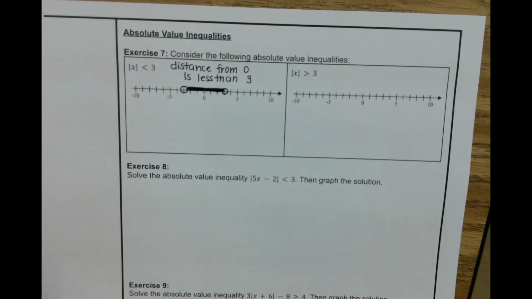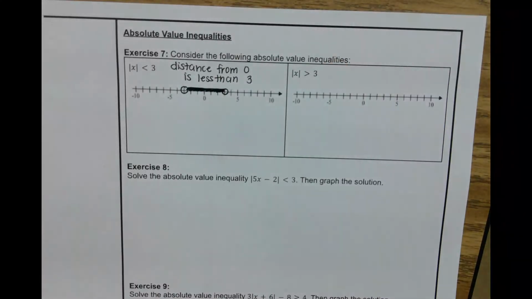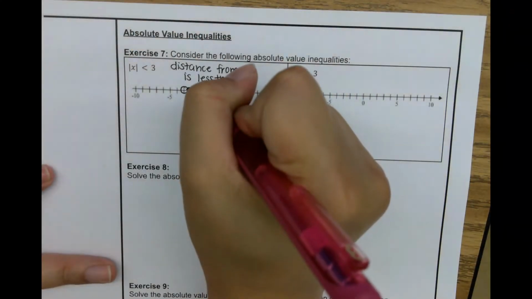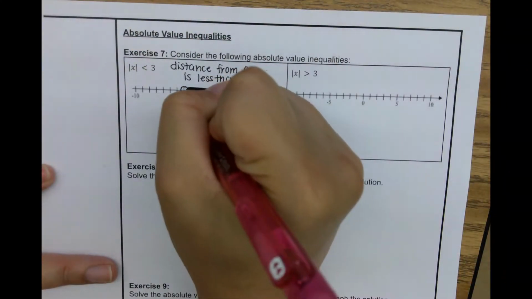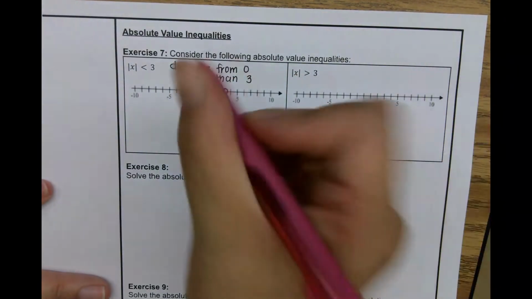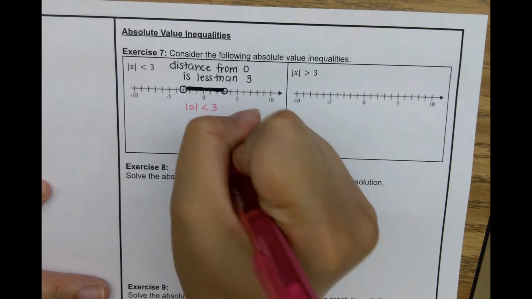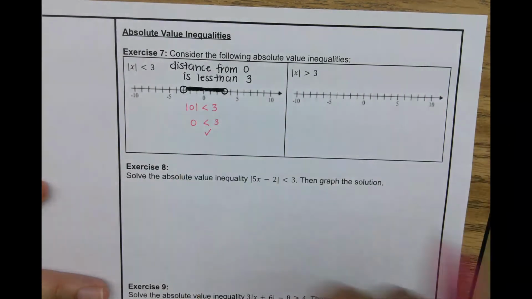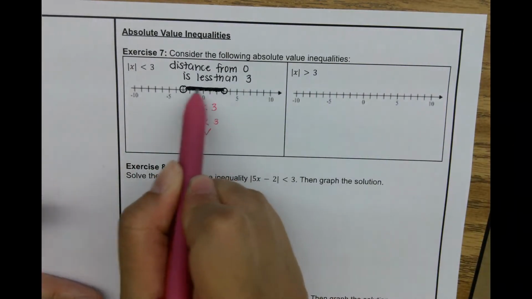Right? So for example, let's pick the number 0. Right? So let's test a point here. So let's see. I'm going to plug in 0. Let's see if this is true. Okay? So absolute value of 0 is 0. Is 0 less than 3? Yes, it is. Right? And so you can see that's why I shaded this middle section.